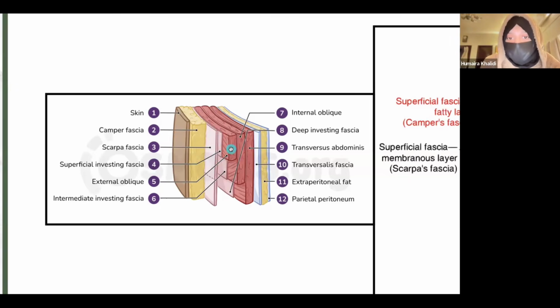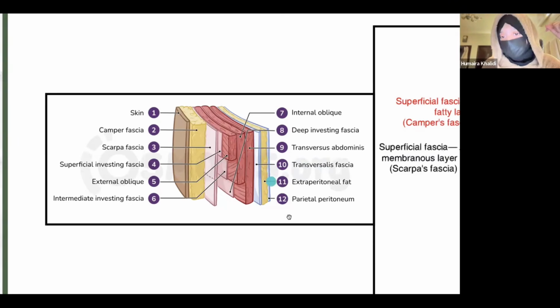But this is the external oblique, so it's covered by a fascia. This is the middle. Oh, this is the internal oblique, and this has a fascia. Okay. And then this is the transversus abdominis, and this also has a fascia. The fascia below the transversus abdominis is called the transversalis fascia. Okay, the transversalis fascia is very important. It has one slide for itself.